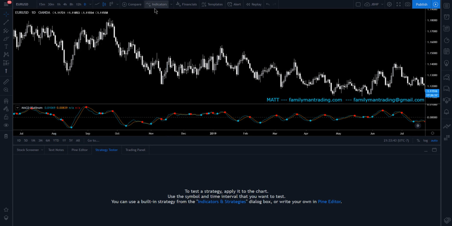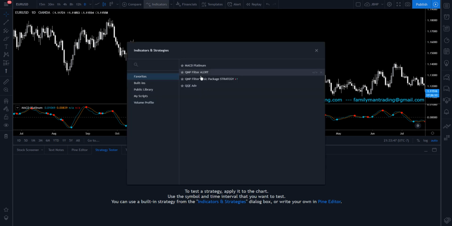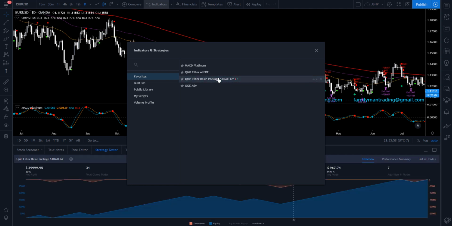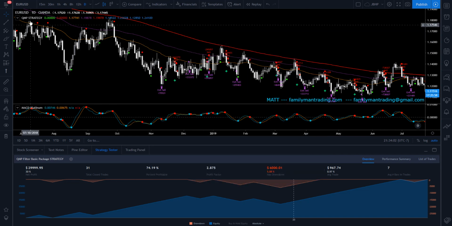So here's what it will look like when you save it into your system. Open up your indicators and it's going to be listed however you saved it, and I just happen to name it the QMP Filter Basic Package. This is the simple strategy, again with the 4 different variations. And I apologize for talking fast, but I don't want it to be too long. When you click it, it's going to automatically add the script to your chart.